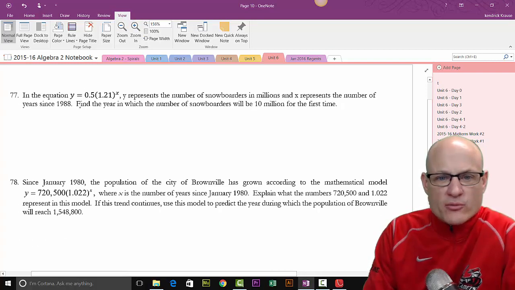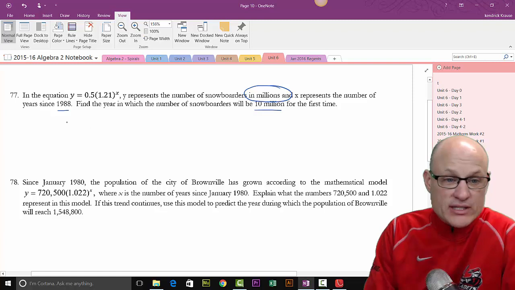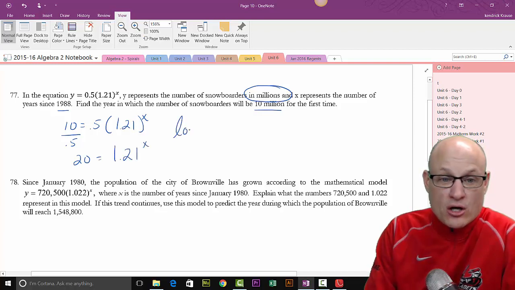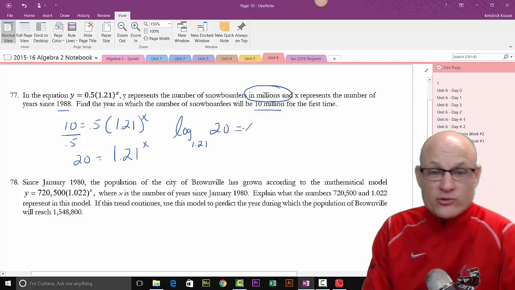In this equation, y represents the number of snowboarders in millions. X represents the number of years since 1998. Find the number of years until snowboarders will be 10 million for the first time. So we're just going to use 10 is equal to 0.5 times 1.21 to the X. Divide by 0.5, I get 20 is equal to 1.21 to the X. Log base 1.21 of 20 is equal to X.